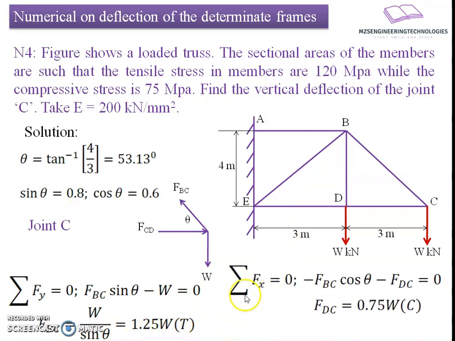Now let's go with the horizontal equilibrium here. Summation of forces in horizontal direction results into a relation minus FBC cos theta plus FDC equals 0. FBC is going towards the left hand side, FDC is going towards the right hand side. It bears the cos component with reference to the horizontal axis. Here the sign has been put as negative, read it as positive. So the result is FDC equals 0.75 W compressive in nature.